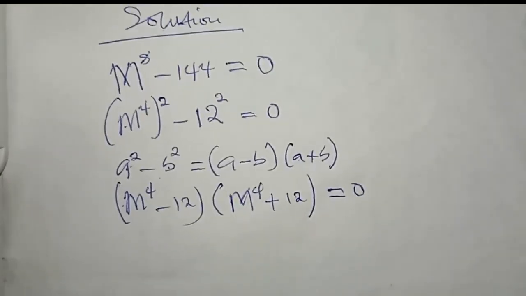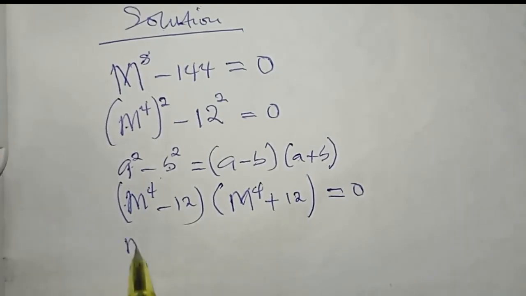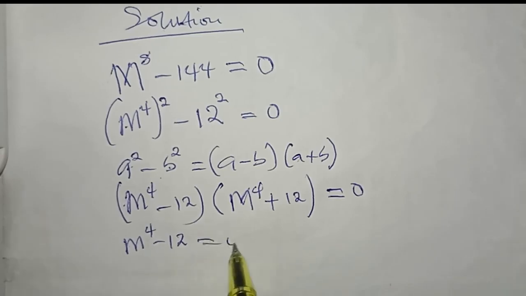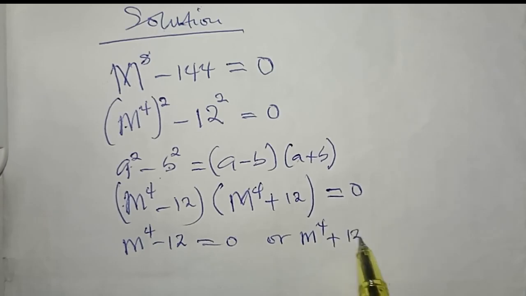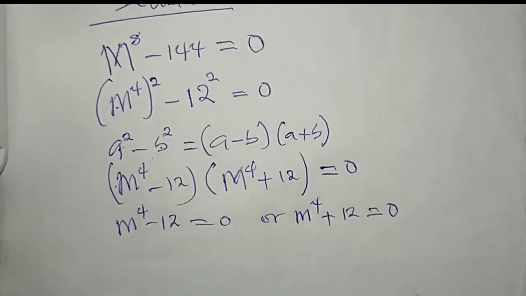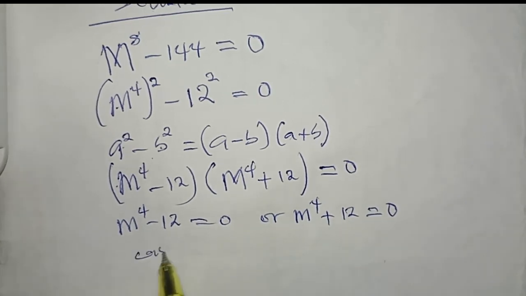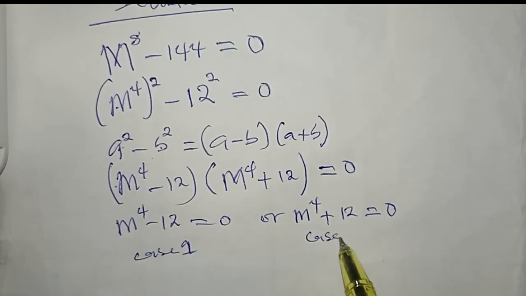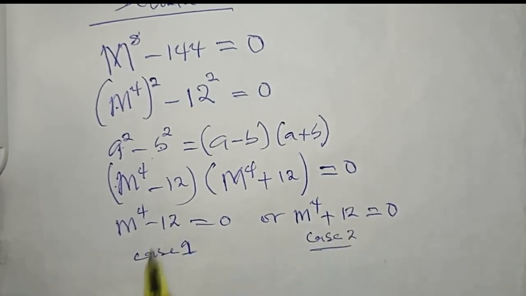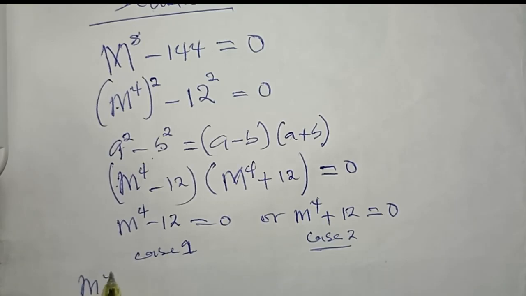Right, so using the zero product rule, we have that m power 4 minus 12 is equal to 0, or m power 4 plus 12 is equal to 0. Let's say this is case 1, and of course this will be case 2.